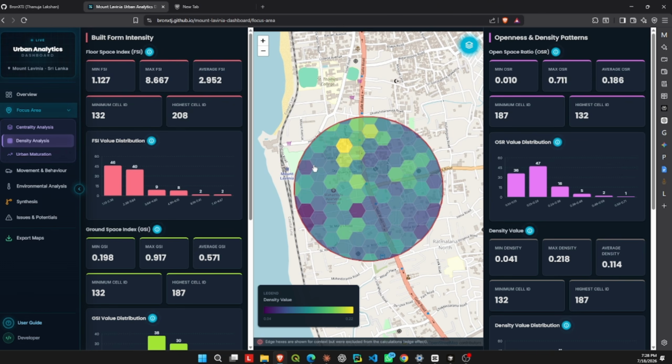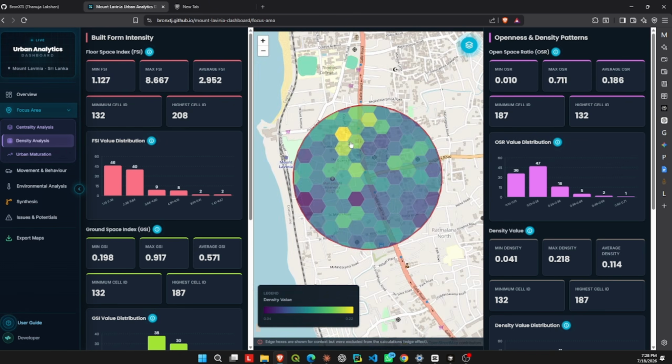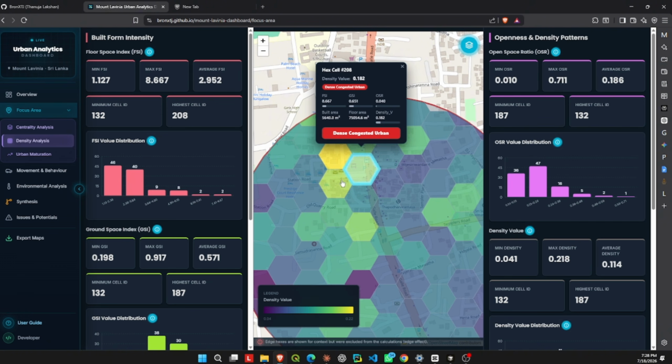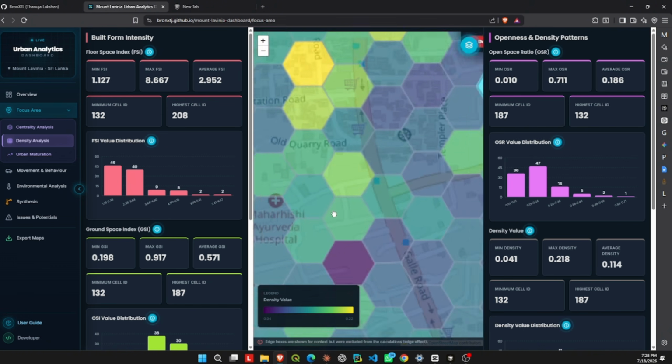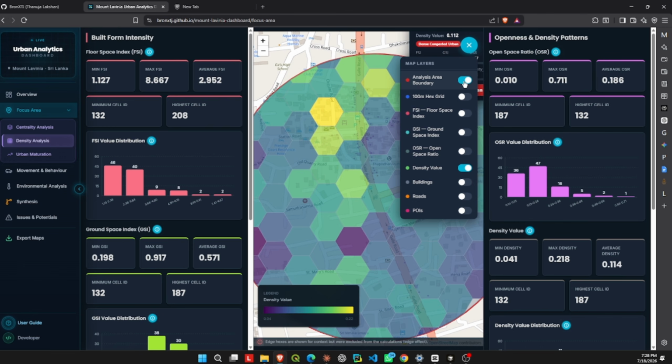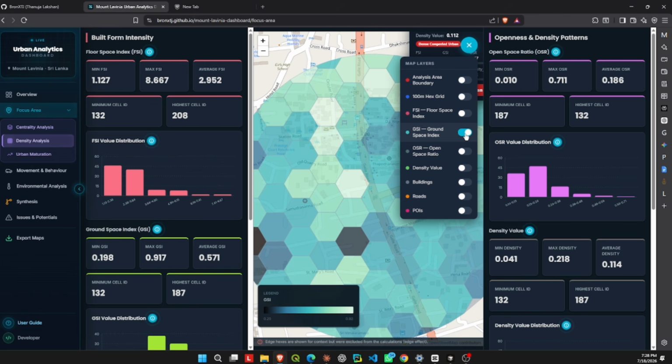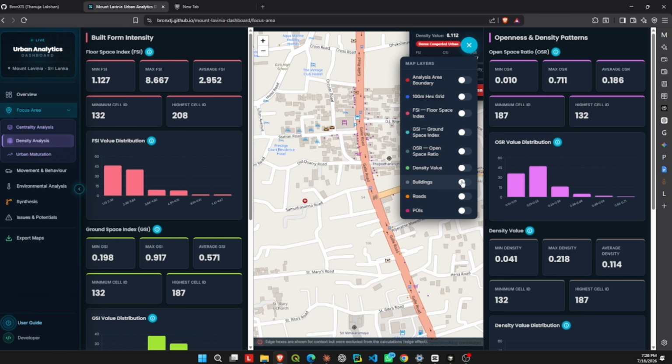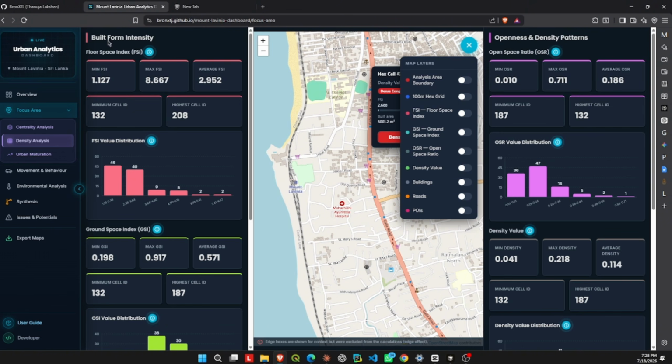So we created a 100-meter grid. As you can see here, there's a FAB menu also, with the analysis area boundary and the 100-meter hex grid, then FSI, GSI, OSR, density value, building layer, roads, and the POIs. Here on the left side, you can see the built form intensity. Also, like I said before, all this data is loaded from pre-processed GeoJSON files.